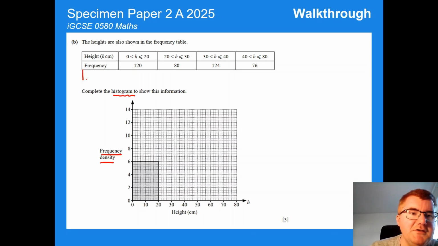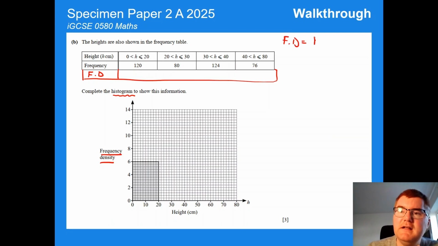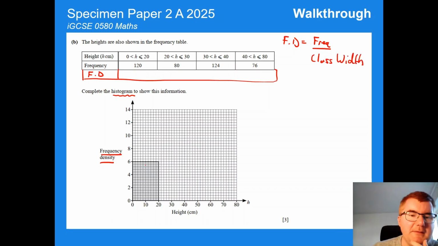So before we actually do anything here, I'm going to create an extra row and have frequency density. And the formula for this, to work out frequency density, is frequency divided by class width. So you're probably wondering why it's up at 6 here. The reason for that is they've done 120 divided by 20. Notice it's got a width of 20 here, width of 10 here, 10 and 40. So they've done 120 divided by 20, and that's equal to 6. That's where that magical 6 comes from.